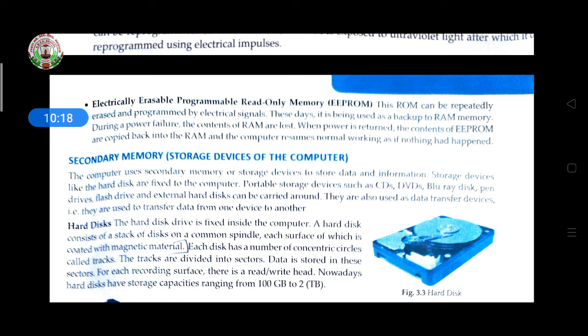So with the help of this EEPROM, the lost data, it means after the current is gone, the data is still there in the EEPROM. EEPROM holds that data, and after that we will again reuse that particular data with the help of this.